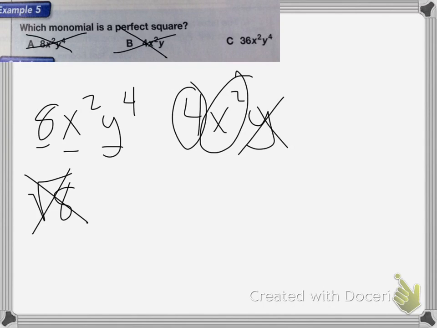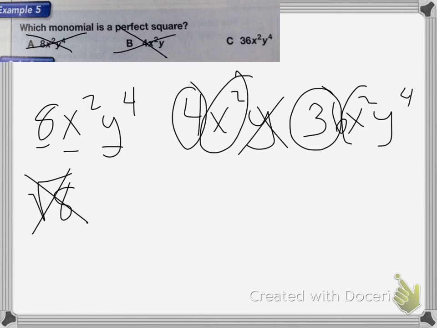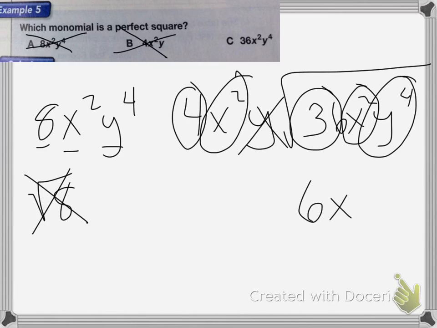So then the last one is c. We have 36x squared y to the 4th power. Well, 36 is a perfect square. Okay. X squared is a perfect square. And y to the 4th power is a perfect square, because if I take the square root of each of these numbers, I'd end up with 6xy squared. So C is my perfect square.